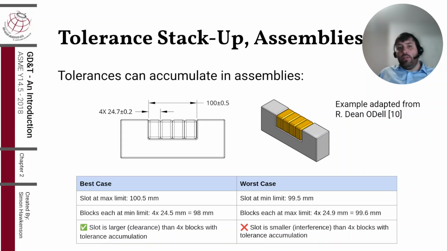But what happens with the worst case scenario? Well, that's when the slot is at its minimum dimension, which is 99.5 millimeters, and the blocks are each at their max limit dimensions, where they accumulate to 99.6 millimeters. You'll notice that 99.6 is larger than 99.5. That leaves us with 0.1 millimeters of interference. Those blocks won't slide in freely. You have to take assembly tolerance accumulation into consideration, or else you could end up with situations where parts don't fit where they're supposed to.